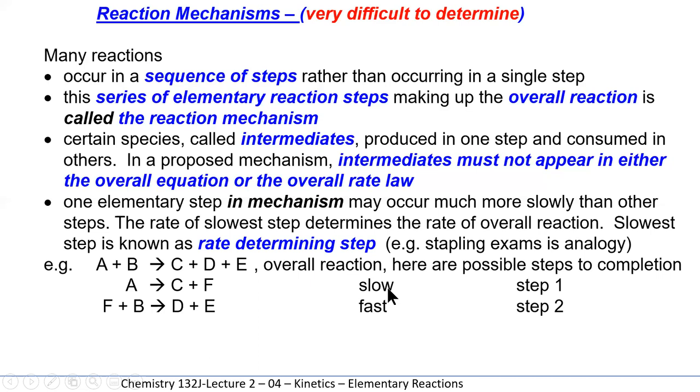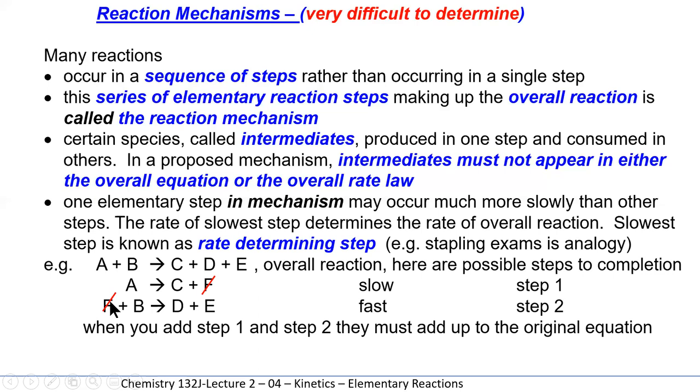Notice I could arrive at the overall equation for the chemical reaction by simply canceling out F from the reactant side in this case and the product side in this case. And when I add these two reactions now, A added to B are reactants, C, D, and E are products, we end up with the overall equation.